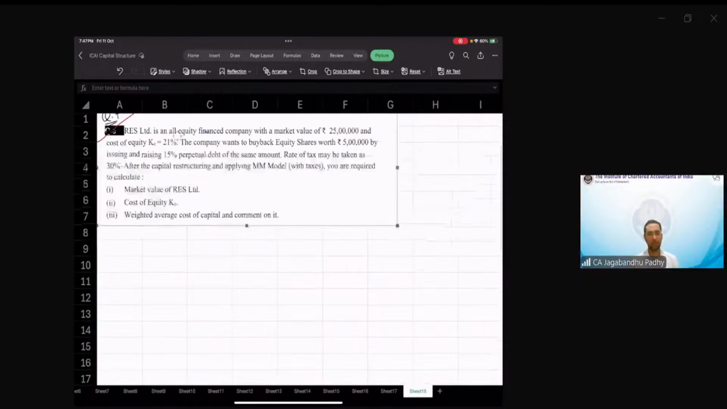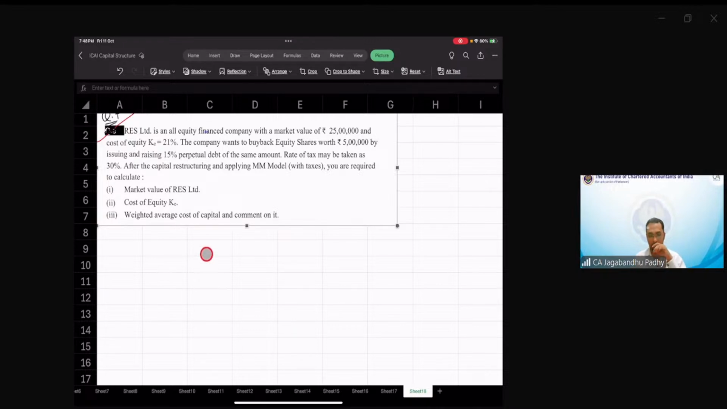RES Limited is an all equity financed company with a market value of 25 lakhs and cost of equity is 21%. The company wants to buy back equity shares worth 5 lakh by issuing and raising 15% perpetual debt of the same amount. Rate of tax may be taken as 30%. After the capital restructuring and applying the MM model with taxes, you are required to calculate market value of RES Limited, cost of equity, weighted average cost of capital, and then we have to compute on it, comment on it.